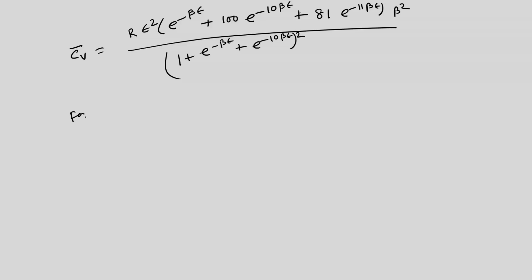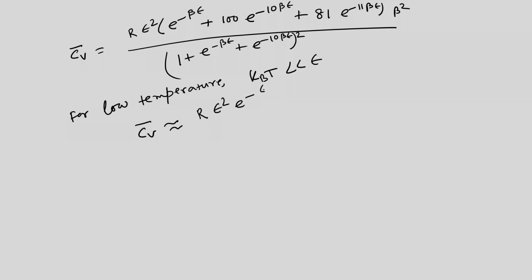Okay, so, for low temperature, which means when kBT is much smaller than epsilon, we get the expression of Cv bar as R epsilon to the 2 e to the minus epsilon by kBT to the 2.